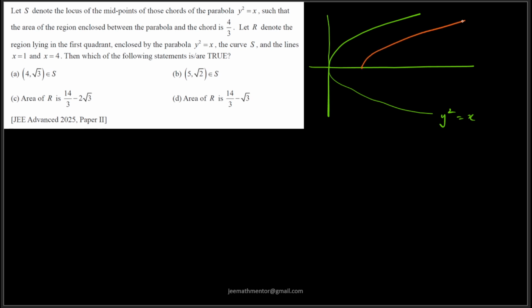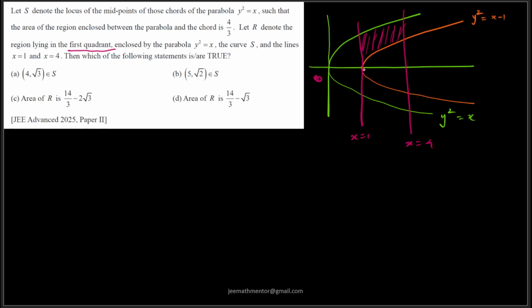So here this is the parabola y squared equals x minus 1, and the lines x equal to 1 and x equal to 4. So x equal to 1 implies this is the vertex. This is x equal to 1, this is x equals 4, and this is the origin. And don't forget, lying in the first quadrant, which implies only this region is important. The area enclosed by this green parabola, the orange parabola, and these two lines is the area in question.